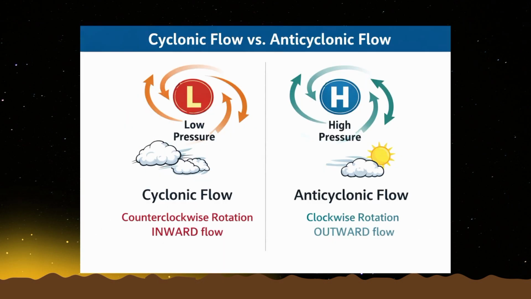So we also have another image that shows the cyclonic flow versus the anticyclonic flow. Low pressure is cyclonic flow, counterclockwise rotation, inward flow. High pressure is anticyclonic flow, clockwise rotation, and outward flow.